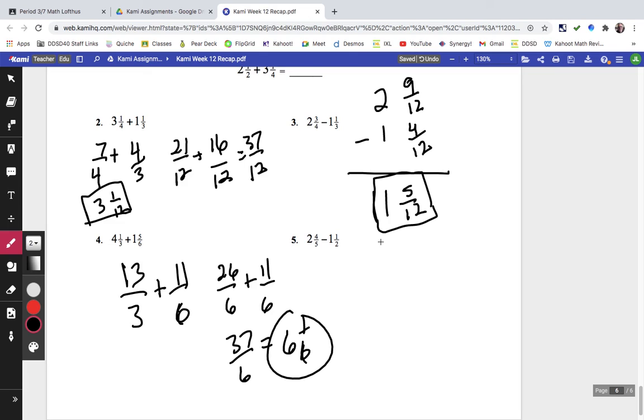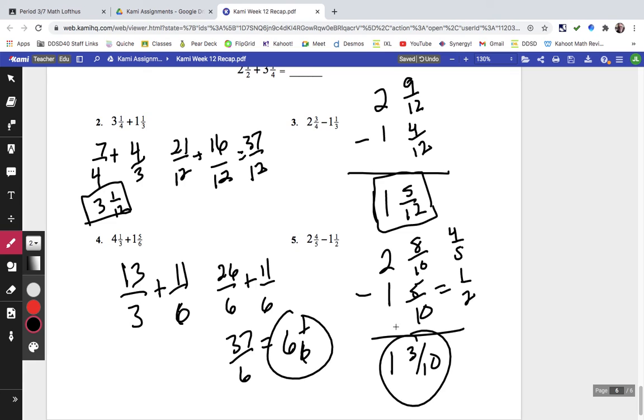And finally, 2 4/5 minus 1 1/2. So again, I'm going to line this one up this way. And we're going to change it to 8/10 and 5/10. So 1/2 is equal to 5/10. 4/5 is equal to 8/10. Those fractions. 2 minus 1 is 1. 8 minus 5 is 3. 1 3/10.